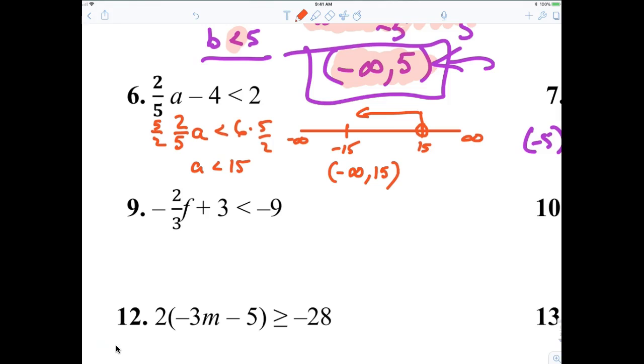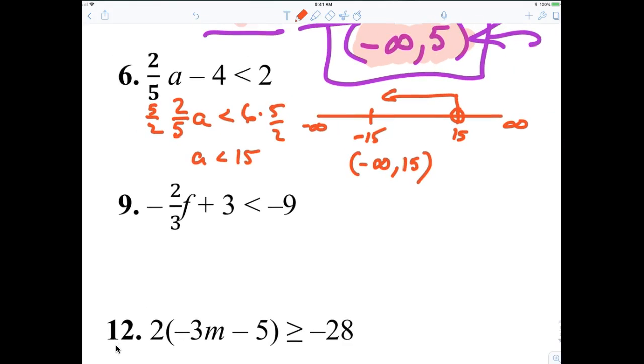Now, in this case, the bracket, I said multiple times yesterday, and go ahead and write it down. The bracket is for this: if there is an equal to, use a bracket. Use a parenthesis for anything less than or greater than. All right?